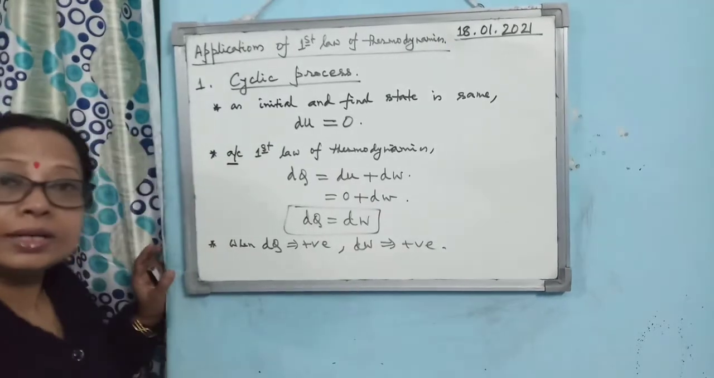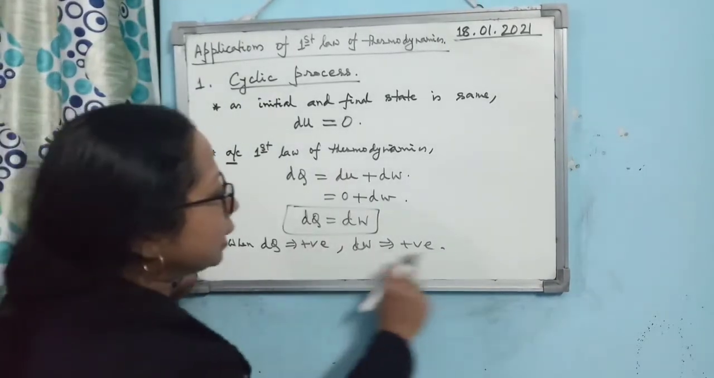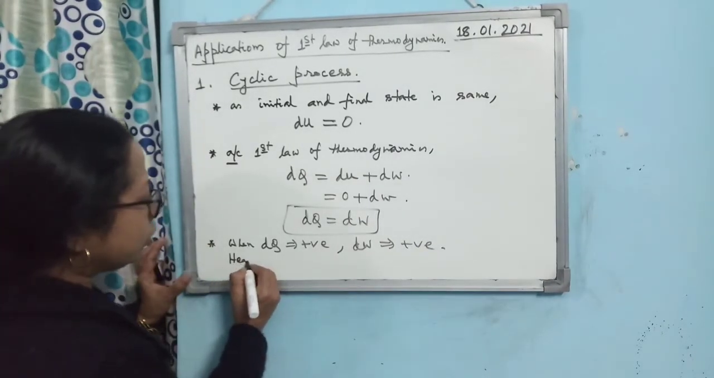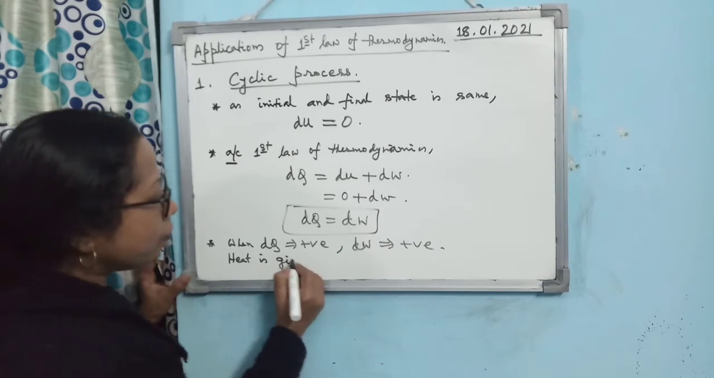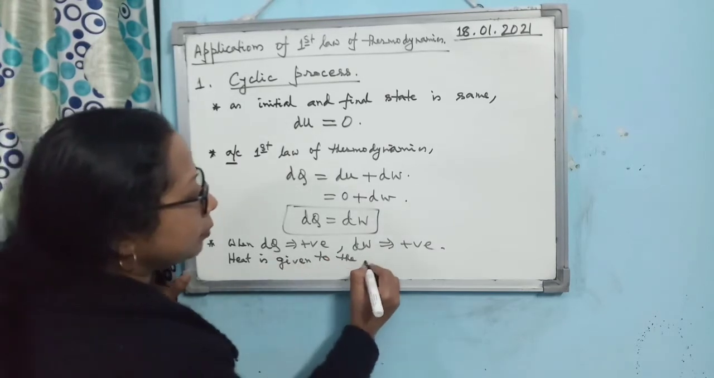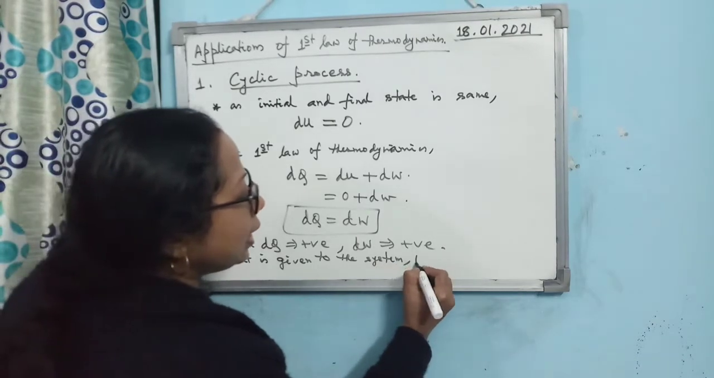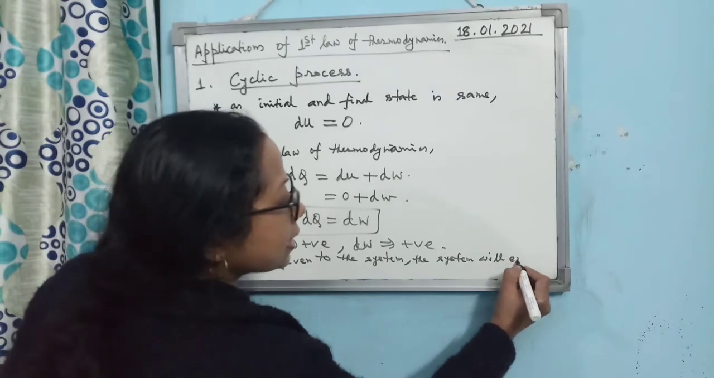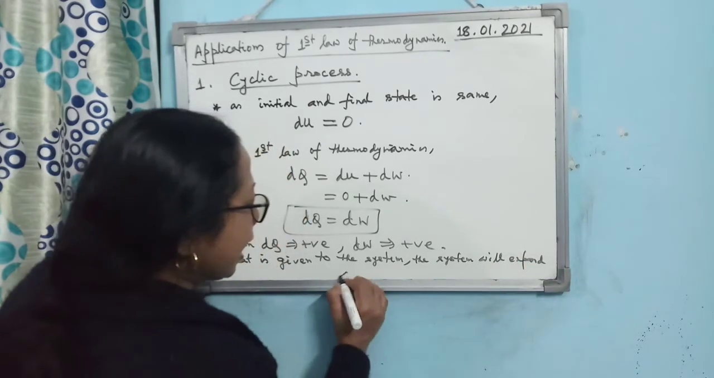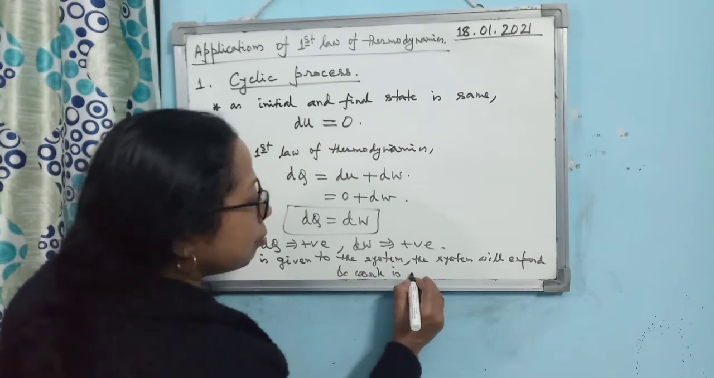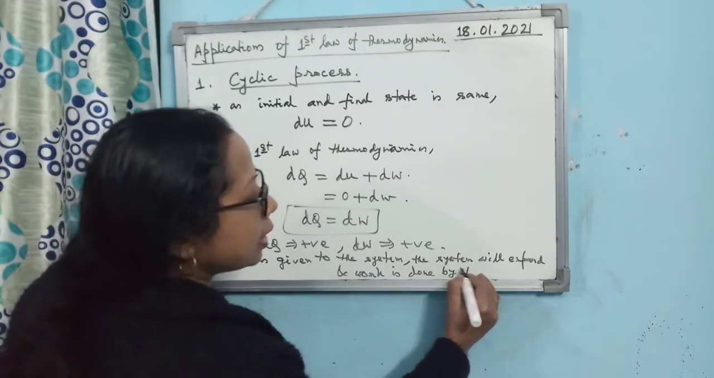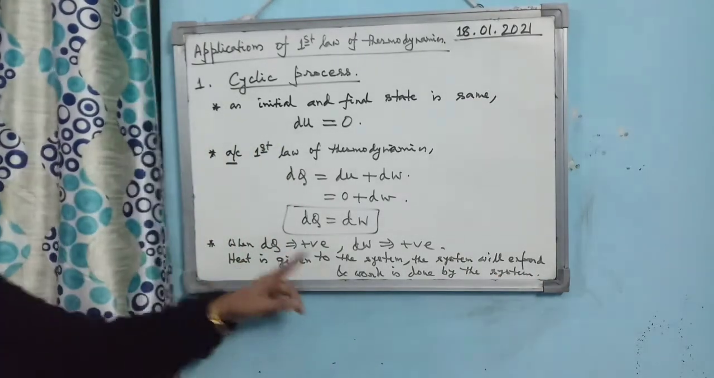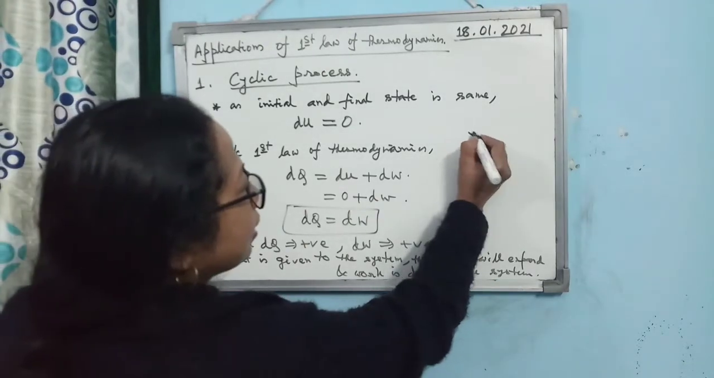What does it physically mean? This is what I have written mathematically: dQ positive means dW positive. It means that when heat is given to the system, the system will expand, volume will increase, and work is done by the system. Is that clear?